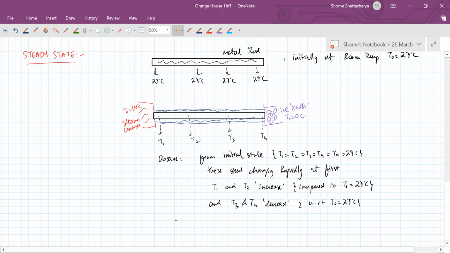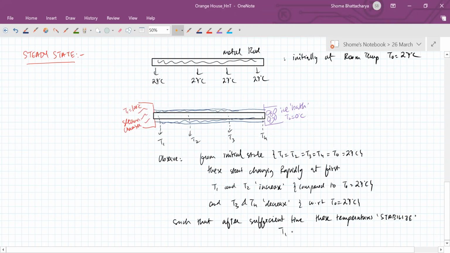Such that after sufficient time, these temperatures stabilize. Like if we are continuously measuring the temperature at various different points, what we'll see is after a sufficiently long time, these temperatures stabilize.